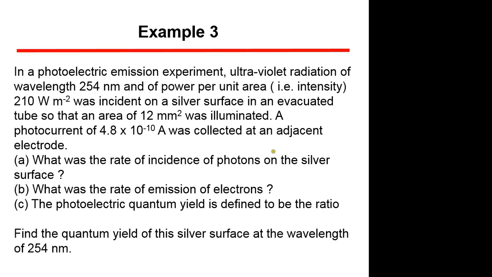This is real data, or very close to real data. We use ultraviolet light of this wavelength and intensity of 210 watts per meter square, shining on silver in a vacuum tube. The area of silver being shined on is 12 mm square. It's a very, very small area, roughly 3 millimeter by 3 millimeter, or roughly 3 by 4 millimeter.